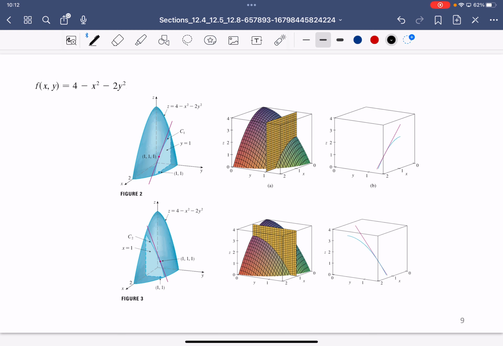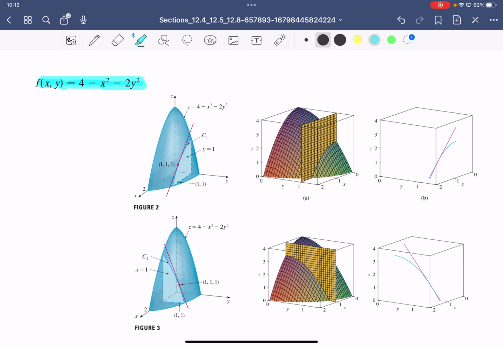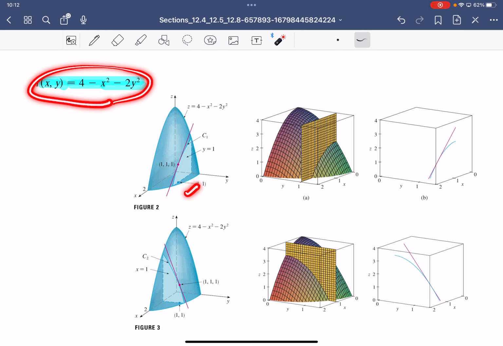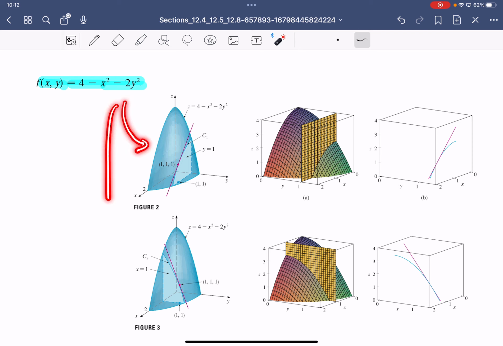So we're gonna take a look at the picture here. We have f(x,y) equal to 4 minus x squared minus 2y squared. This is the function that we have. If you draw the picture of this function, you're gonna get this one. You don't have to draw it, but I'm just showing you the meaning of the derivatives by showing the picture. If you use a computer to draw it, you're gonna get a picture like that.